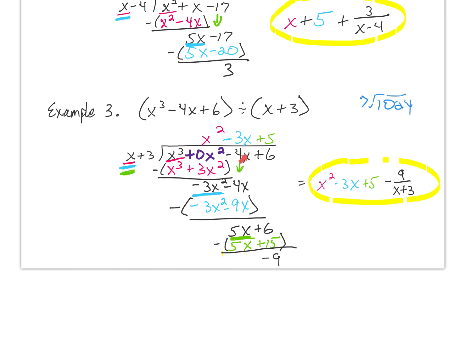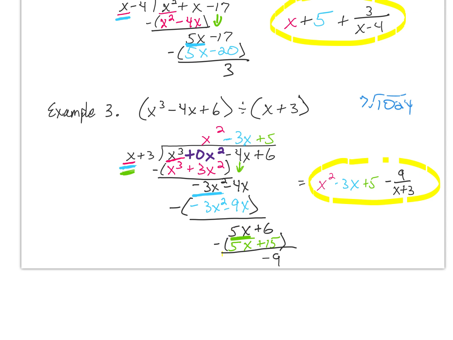Notice again, I'm lined up with my exponents. The 2's are lined up, the 1's are lined up, okay? Well, negative 3x times both of these terms, negative 3x times x is negative 3x squared. Negative 3x times 3, negative 9x. And then I subtract both of these terms. So negative 3x squared minus negative 3x squared, that cancels because it's negative 3x squared plus 3x squared, 0. Then we have a negative 4x minus negative 9x. Again, it makes that plus, so negative 4x plus 9x is 5x.